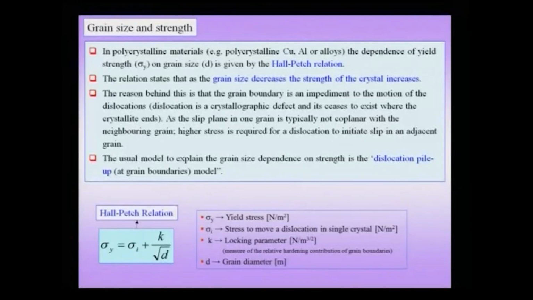We have been talking about the phenomena of grain size and strength, and we said that the important relation governing the dependence of strength on grain size is known as the Hall-Petch relationship, which you already encountered before, but we reiterate here, to be sigma y goes as sigma I plus k by root of d. Now, sigma y is the yield stress of the material, sigma I is the stress to move a dislocation in a single crystal. In other words, this is something like the inherent lattice resistance. K is the locking parameter and is a measure of the relative hardening contribution of the grain boundaries, and d is the grain diameter.